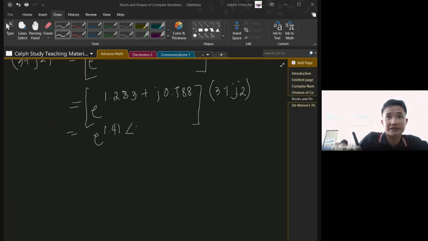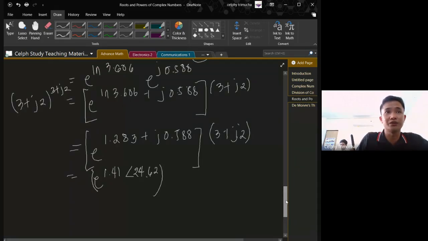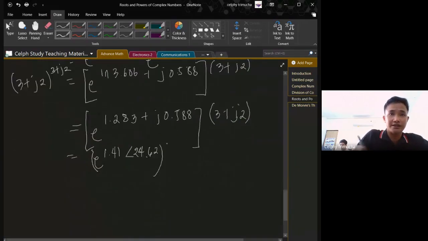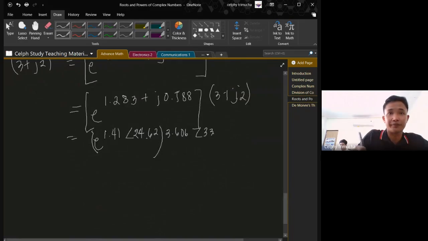Shift complex 3. 1.41 angle 24.62. So 24.62 ang aton nga angle. So next, multiply ta lang ang aton nga exponent nga 3 plus j2. Pila to ganang values ang 3 plus j2? This is 3.606 angle 33.69. So pwede na i-multiply kay parehas na sila naka-polar form.